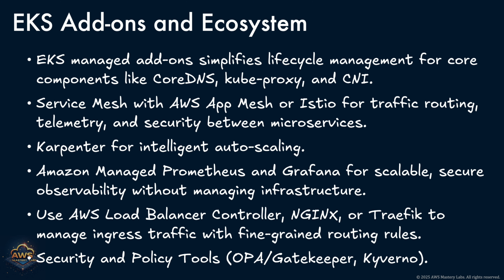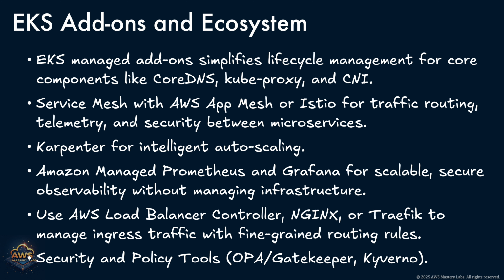Amazon EKS isn't just a managed Kubernetes control plane, it's part of a rich and rapidly evolving ecosystem. With a wide range of add-ons and integrations, EKS enables platform teams to build, scale, and operate production-grade Kubernetes environments efficiently. Let's start with EKS managed add-ons. These are AWS managed versions of critical Kubernetes components like CoreDNS, kube-proxy, the VPC CNI plugin, and the Amazon EBS CSI driver. AWS handles version compatibility and updates, which significantly reduces operational overhead and risk when patching your clusters.